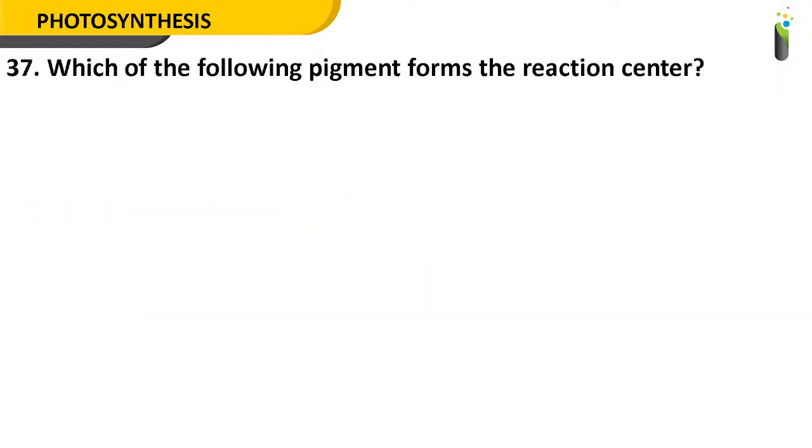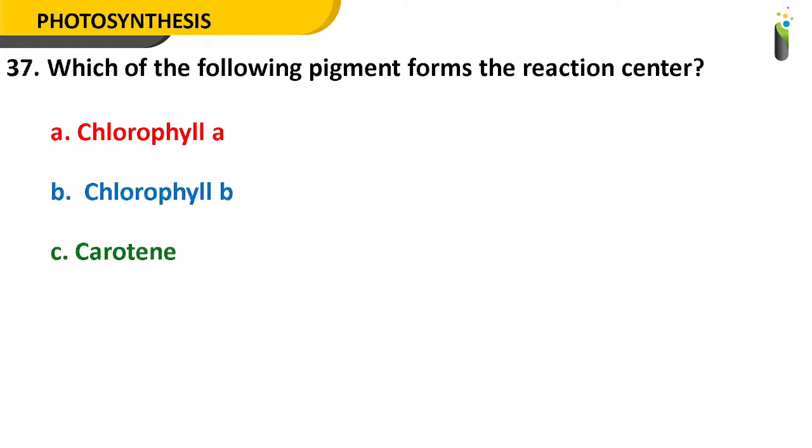Coming to the next question, number 37. Which of the following pigments forms the reaction center? A. Chlorophyll A. B. Chlorophyll B. C. Carotene. D. Xanthophyll. So these are the photosynthetic pigments, and which among these acts as a reaction center? Just now I have given you a hint of the same in the earlier question, so it shouldn't be a problem for you to solve.